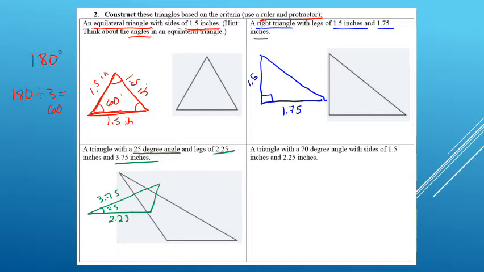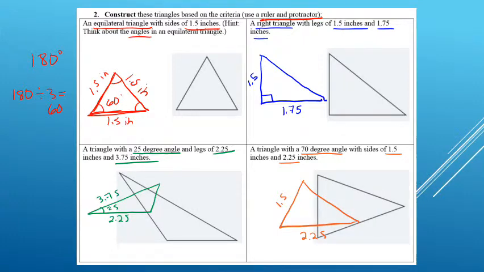And finally, we have a triangle with a 70-degree angle with sides of 1.5 and 2.25. So again, please start by setting up your angle and then adjust your sides. So if I do this as 1.5, 2.25, I can connect those together. And so again, here is an example of a finished product that yours might look like. Again, just look through carefully and make sure that you have each component.